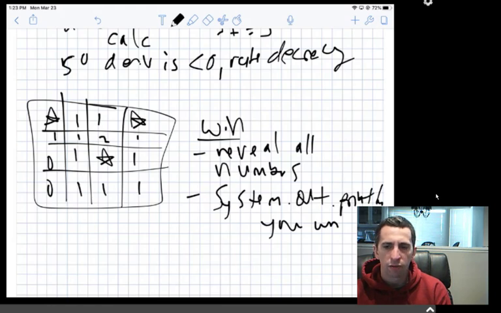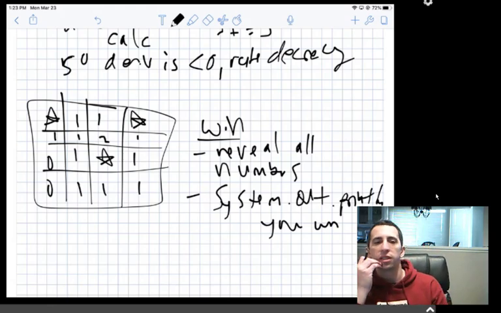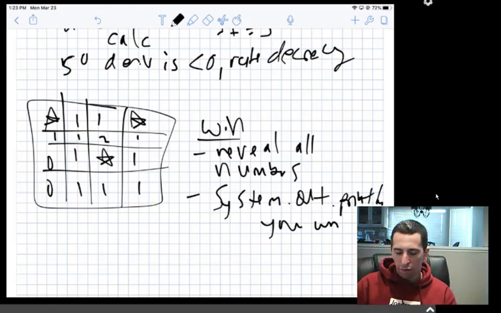You don't have to change flags to bombs. No, because the assumption is that if you won, all the flags are correct. So if you're winning, all the flags must be correct, because that's kind of the win condition.